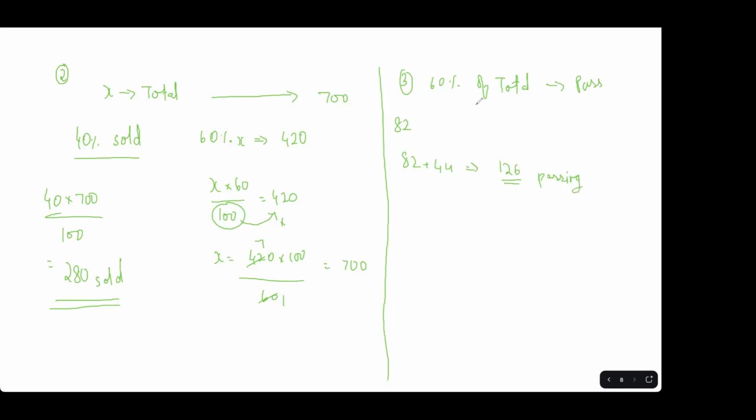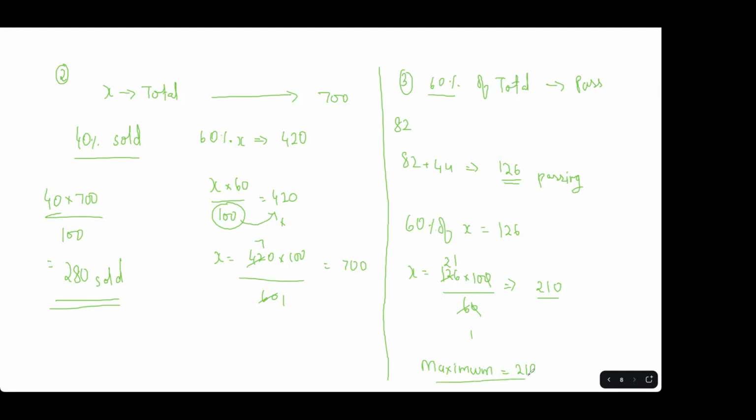Now what is the passing percentage? 60%. That means 60% of x is equal to 126. We need to find the total marks. Okay, maximum marks means total marks, correct? Because you can score full also. So x is equal to 126 into 100 divided by 60. So 0, 0 cancels. 6 into 1, 6 into 21. So what is the total number of marks? 210. So what is your answer? Maximum marks or the total marks is how much?